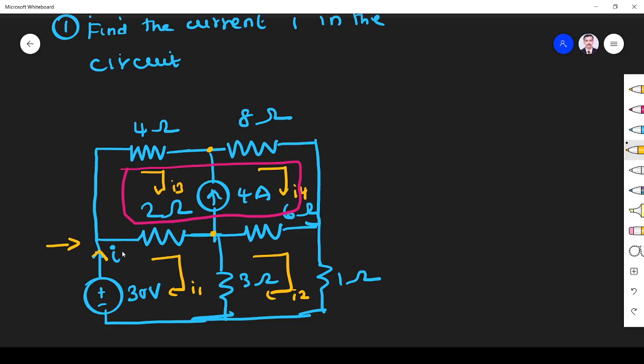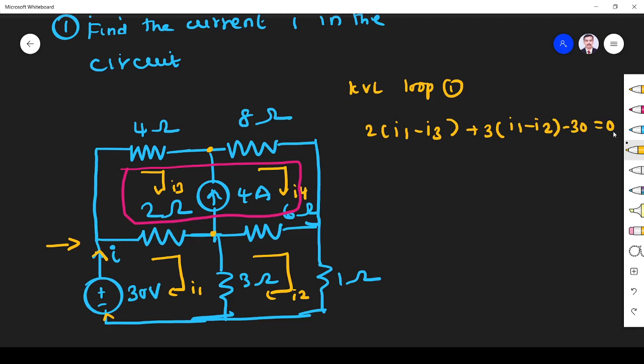Okay, let us see how to solve this problem. So first we apply KVL for loop 1. KVL for loop 1 is given by, you see here we start with minus. Here the current flowing through this resistor is I1 and I3. So it is 2 into I1 minus I3. Next in this branch it is 3 into I1 minus I2, since this current I1 comes here, and I2 comes opposite, and this current is entering the negative terminal. So it is minus 30 volt, that is equal to 0. Okay, this is loop 1.